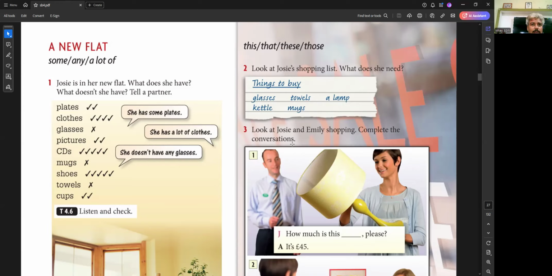So she goes shopping. Look at the exercise, look at exercise 3, the 8 pictures there. So you have to just complete the conversations in those 8 pictures. That's your homework. You have to complete the 8 conversations. This is the story of this, that, these, those.